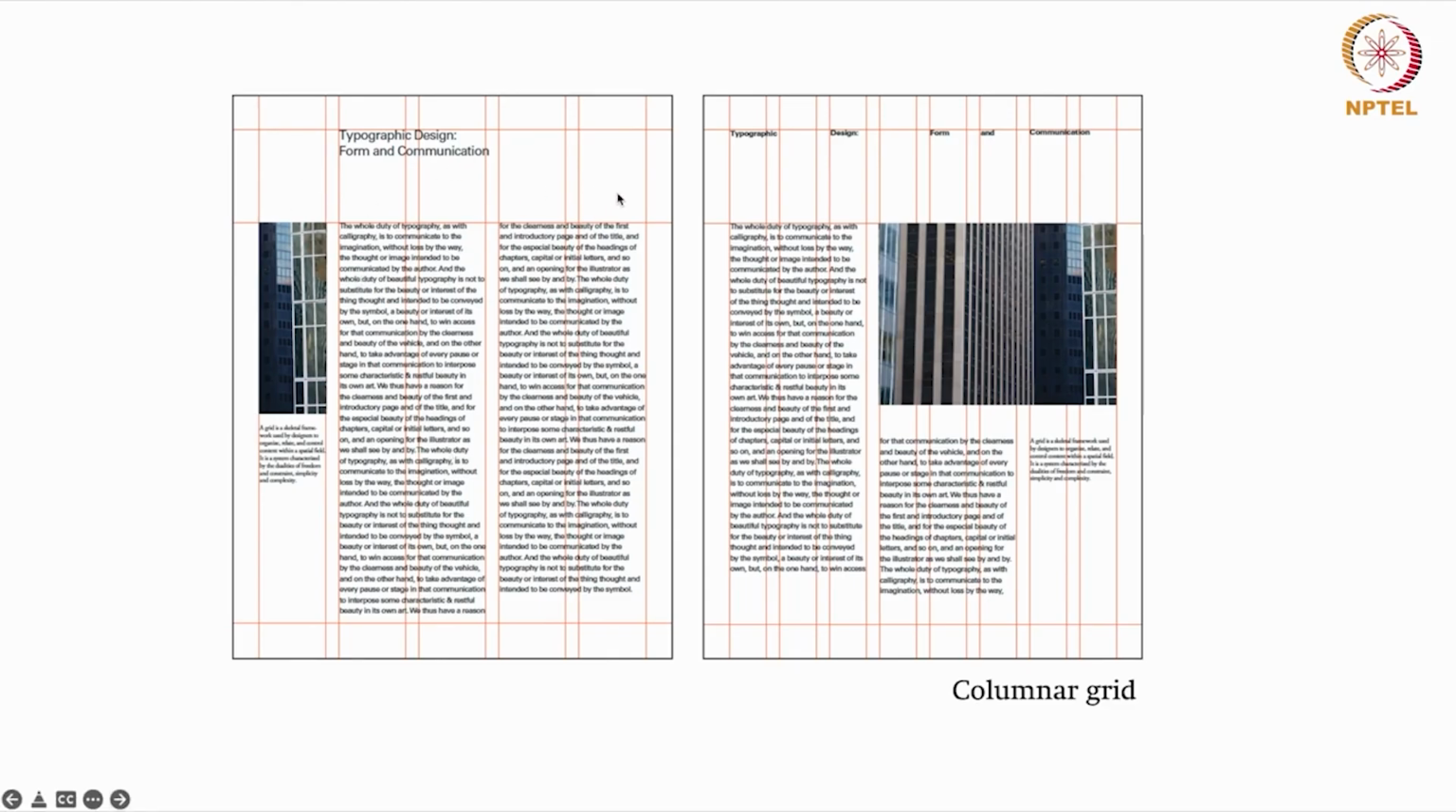This is a typical columnar grid where you see different columns. For example, in this page you have 1, 2, 3, 4, 5 columns, and then on the right side page the columns have been increased. In between you have a gutter space, the space which divides two columns.